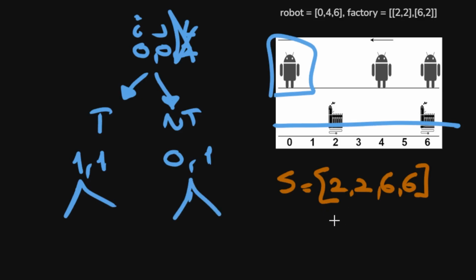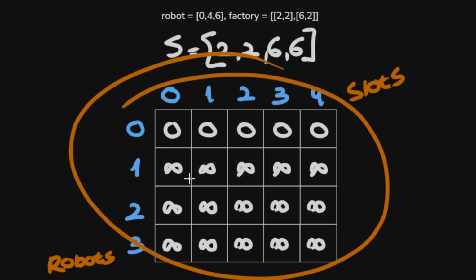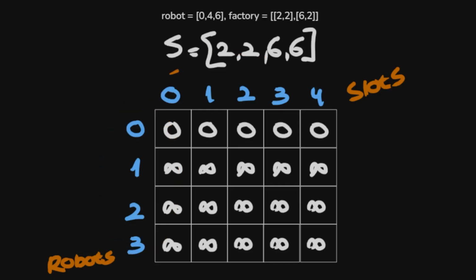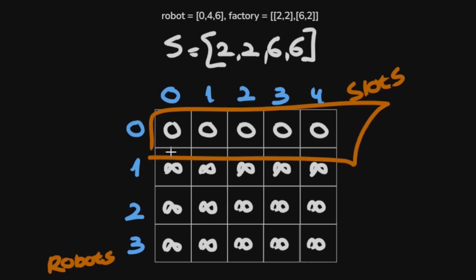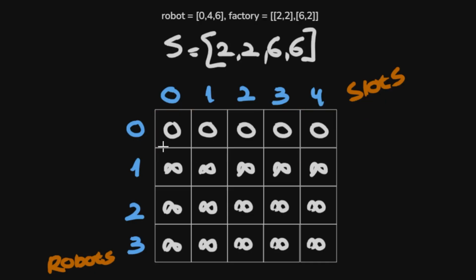So now let's see a dry run. Let's say that we have this DP grid. We are using I for robots and Shay for slots. Every value at row 0 is 0. Why? Well, because the minimum distance to repair 0 robots with 0 slots is 0. The minimum distance to repair 0 robots with any amount of slots is 0. Regarding these values, the minimum distance to repair any amount of robots greater than 0 with 0 available slots is infinity. We can't repair them.